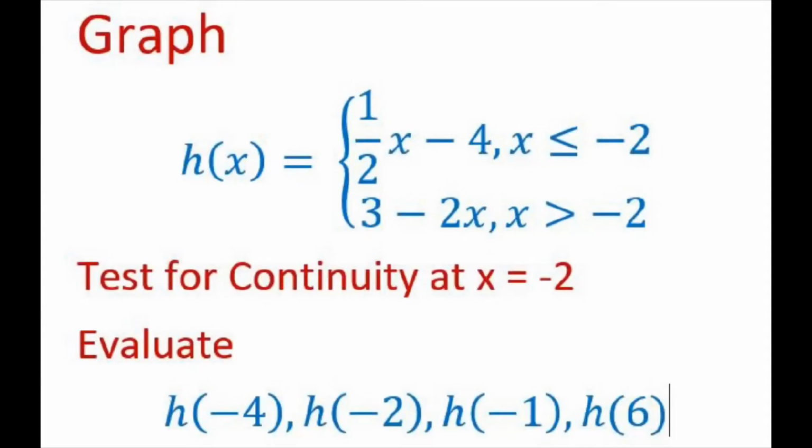Hi everyone. We're going to graph h of x as a piecewise defined function in two pieces. We're going to test for continuity at x equals -2, because this is where all the action's happening. These are both linear functions, but they change at x equals -2. And then we're going to evaluate the function at these four x values.